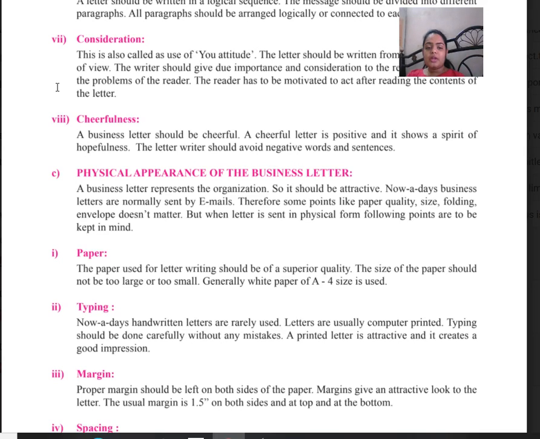Then next we have cheerfulness. A letter should be cheerful. A cheerful letter is positive, and it shows a spirit of hopefulness. The letter writer should avoid negative words and sentences.